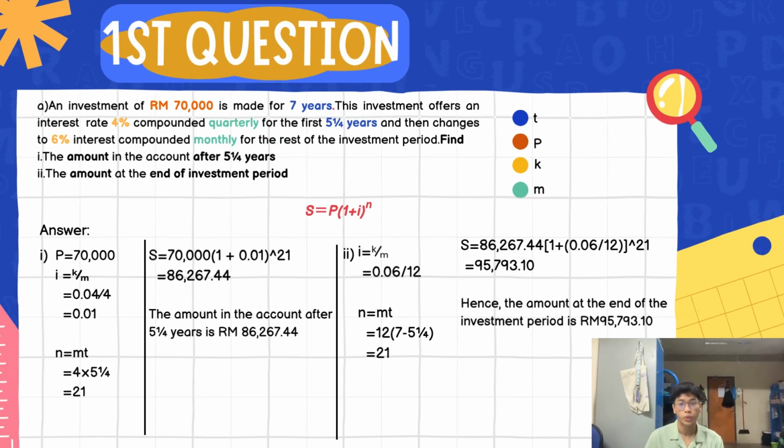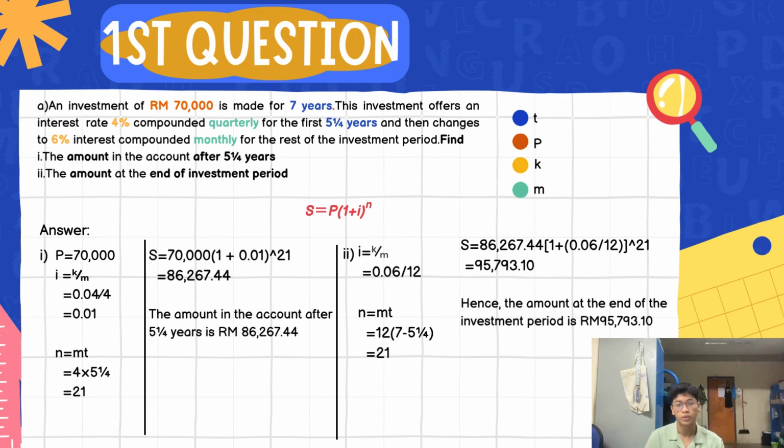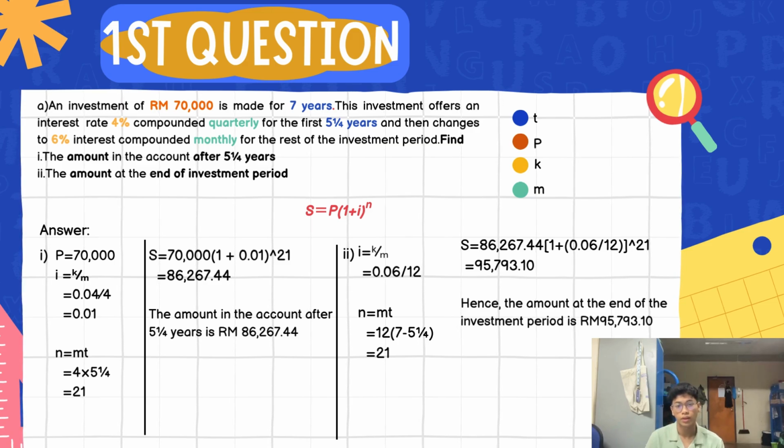So for the first question, we will plug in the information that we got earlier, and then our S will be 86,267 ringgit and 44 cents. For the second question, we will also substitute the information that we got, and then our S will be 95,793 ringgit and 10 cents.